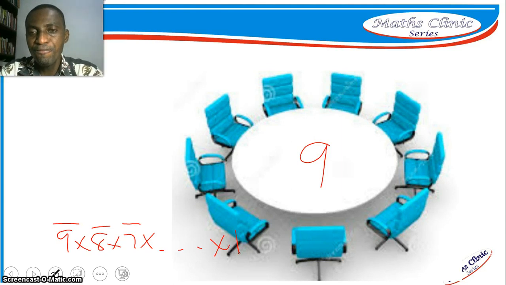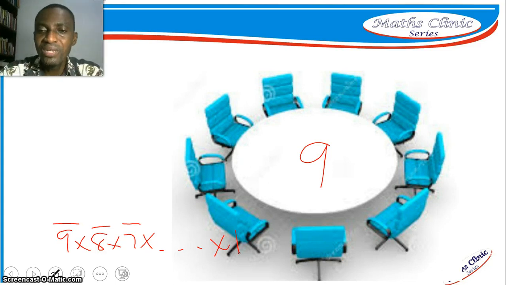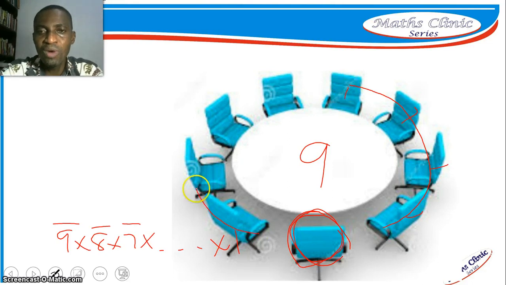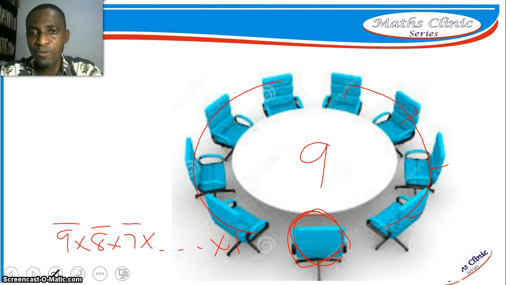But if it is in a circle, how many ways can the first person be seated? Since we have 9 seats, we might think it's going to be 9 ways, but the answer is no, it's not going to be 9 ways. Let us assume that the first person decides to sit here. If you look at the arrangement very well, the number of people beside him on this side are 1, 2, 3, 4, and the number of people on the other side is also 1, 2, 3, 4.